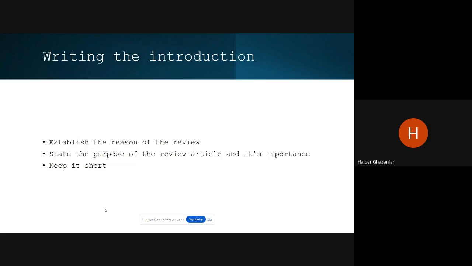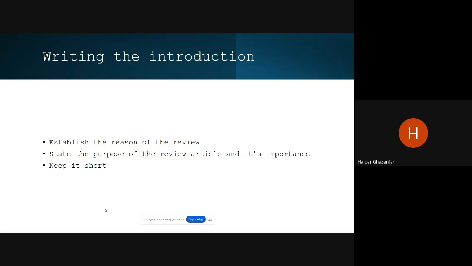Writing the introduction is the most important part of your review article, because a lot of reviewers will read your introduction and make a decision on whether they should read your article further or not, and whether this article is worth publishing. So focusing on the introduction is very important, and you want your introduction to eventually focus on your primary objective of the review article. The introduction establishes the reason for the review. You will state the purpose of the review article and its importance.